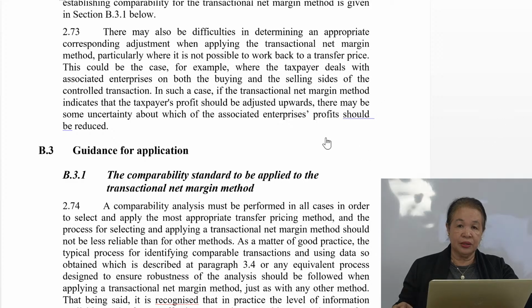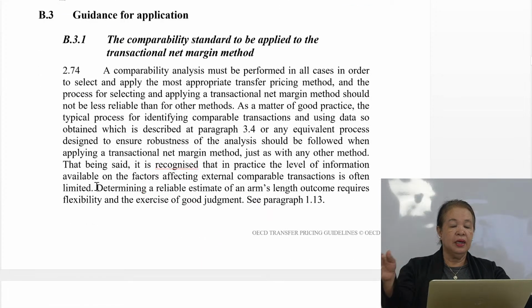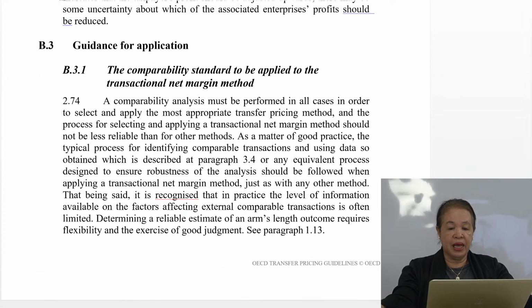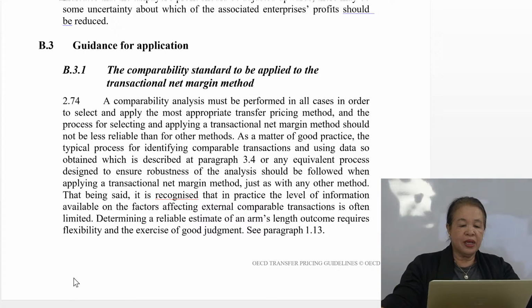So in the transactional net margin method, we compare the net margin, no? So here is the guidance for the application of this method. Okay. The comparability standard to be applied to the transactional net margin method. Okay. So comparability analysis must be performed in all cases, no? So in all cases. Why? Because comparability is the heart of transfer pricing, no?